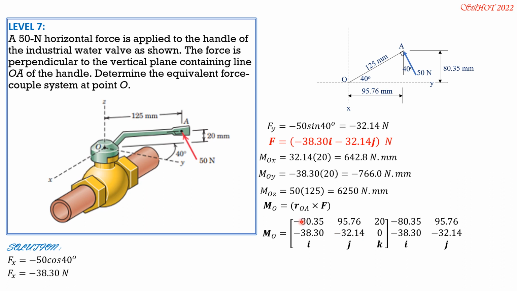Then along K, negative, negative, so 80.35 times 32.14, treat that positive, minus negative 38.3 times 95.76, so that becomes plus. 80.35 times 32.14, then plus 38.3 times 95.76. That would give us 6250. Use your calculator. So therefore, final answer for MO is 642.8I minus 766J plus 6250K.